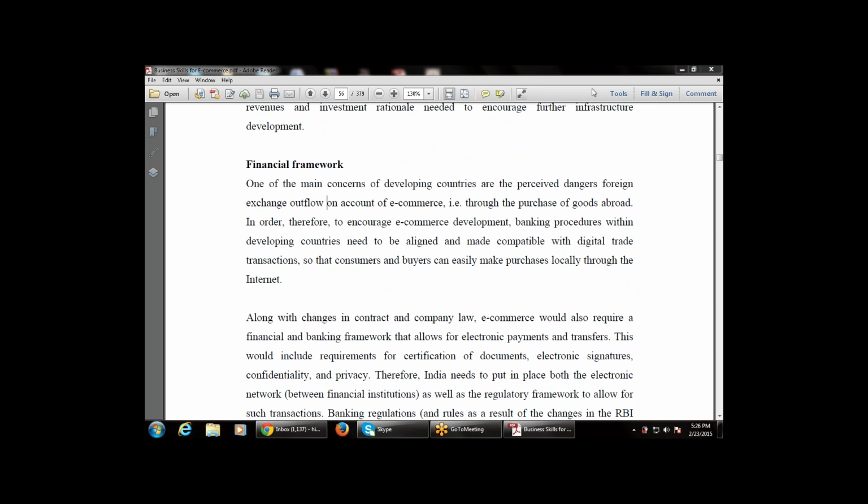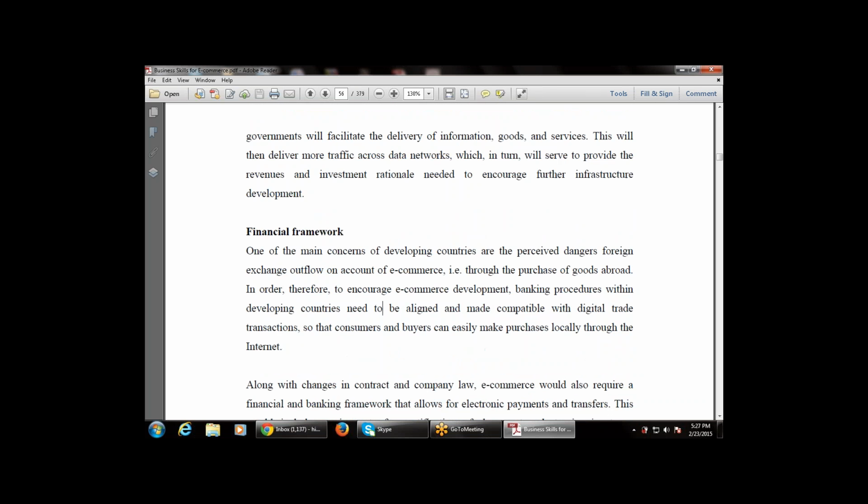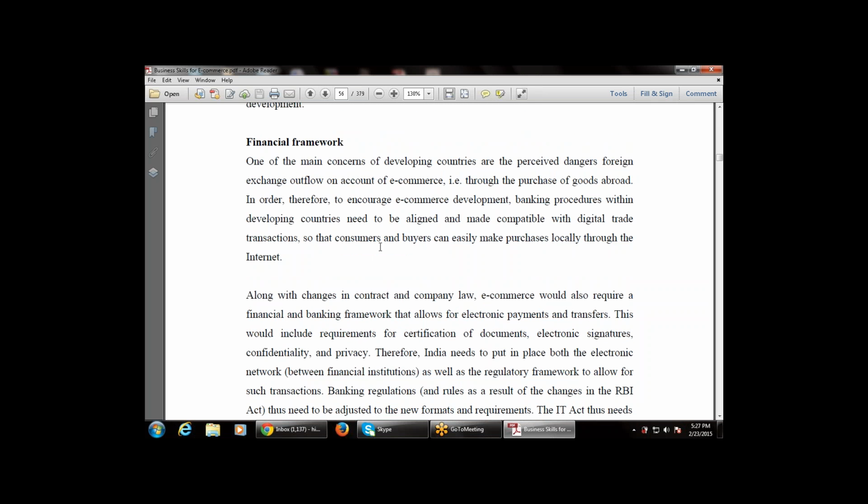Let's move to the next topic, the financial framework related to e-commerce. That is, what financial frameworks are affecting e-commerce. One of the major concerns of developing countries is the perceived danger of foreign exchange outflow on account of e-commerce, that is, through the purchase of goods abroad.